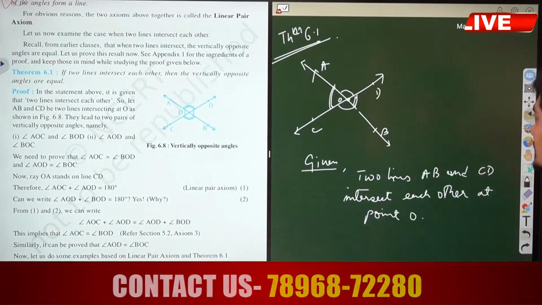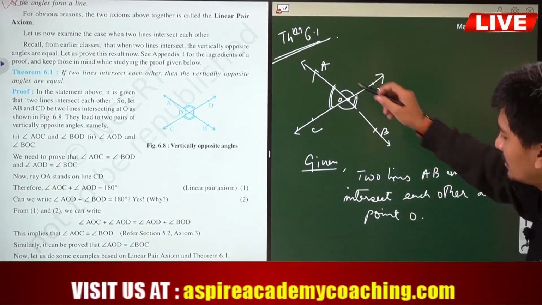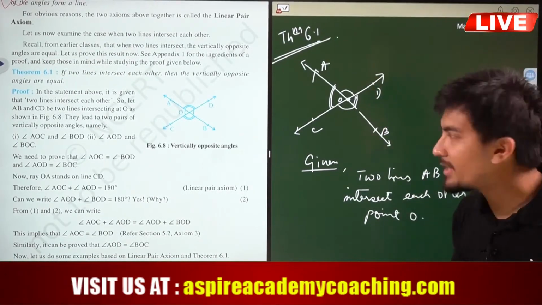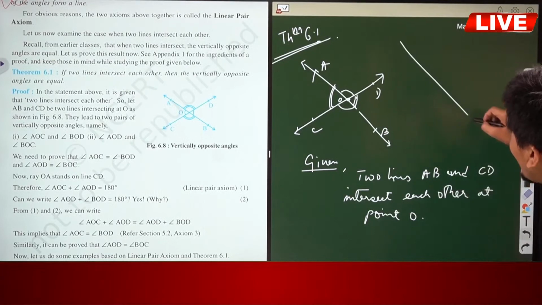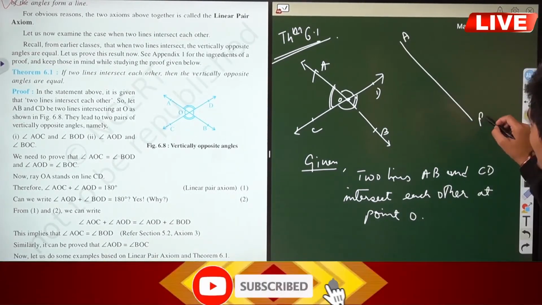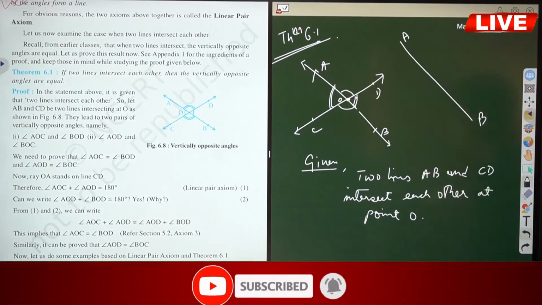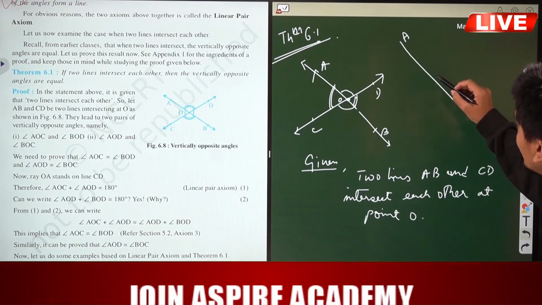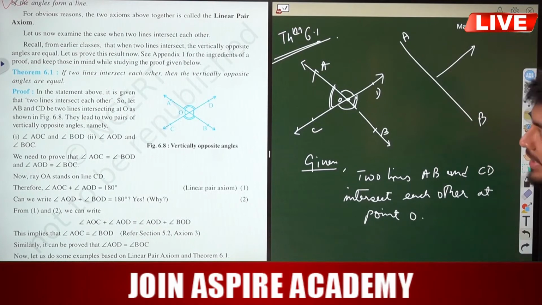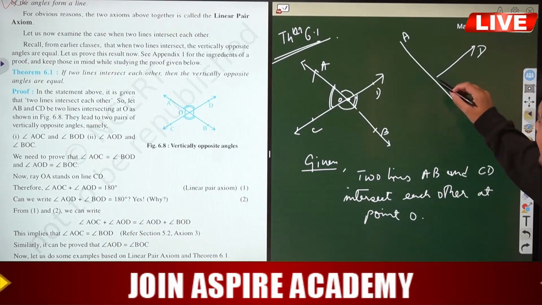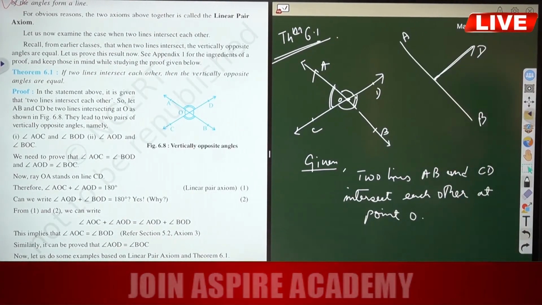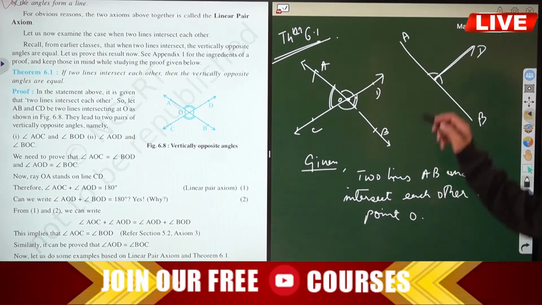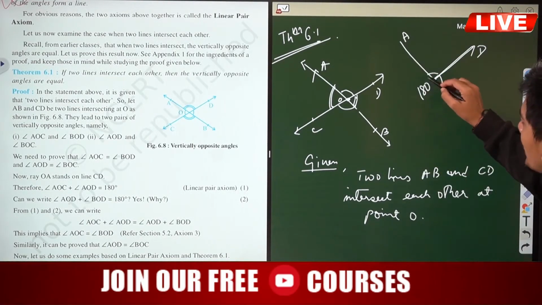Now see here, on the line AB, by linear pair. This is the line AB. For a linear pair, this is one ray here, this is D here. So this angle and this angle are adjacent angles, and they make this straight line of 180 degrees.